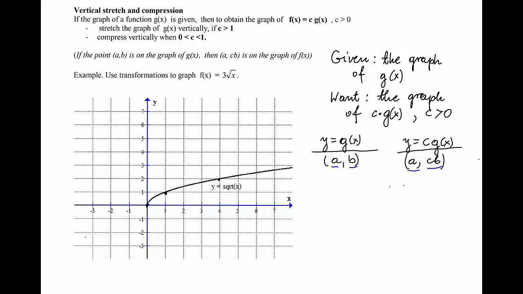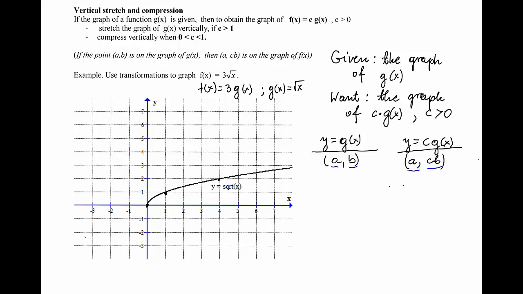Let's look at an example. Let's use transformations to graph the function f of x equals 3 square root of x. We can think about the function f of x as the function 3 times g of x, where g of x is the square root of x. We know the graph of the square root of x. This is one of our basic functions and is graphed in the coordinate system. So we'll be transforming the graph of g of x to obtain the graph of f of x.